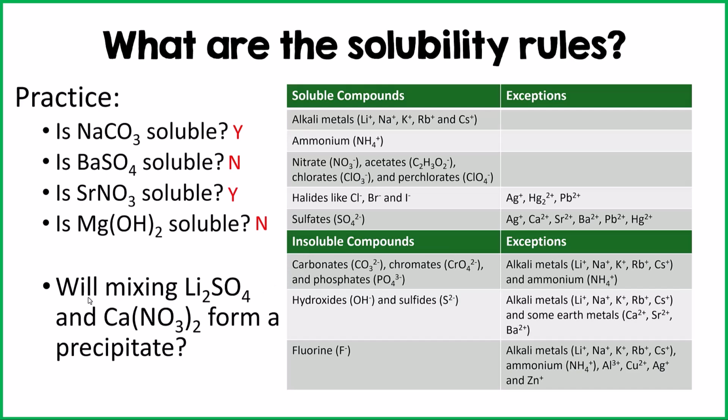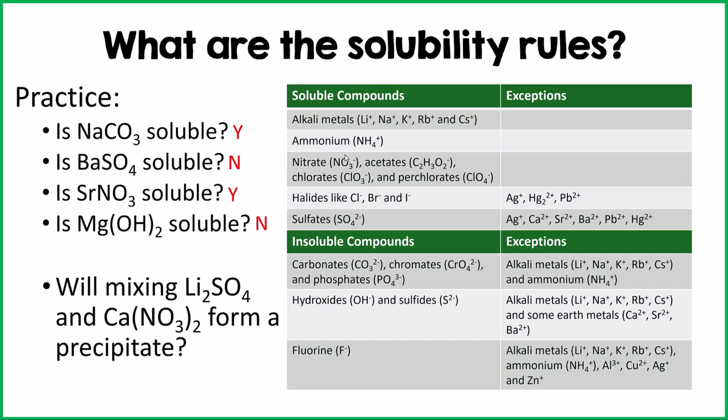Last question for practice. Will mixing lithium sulfate and calcium nitrate form a precipitate? If any of the products of this reaction are insoluble, then they will form a precipitate, because they will come out of solution. So our first step is to predict the products of this reaction. Lithium sulfate and calcium nitrate will form a double replacement reaction. And so the two products will be lithium nitrate and calcium sulfate.